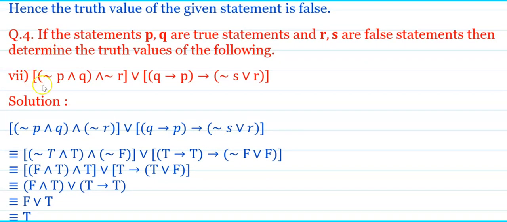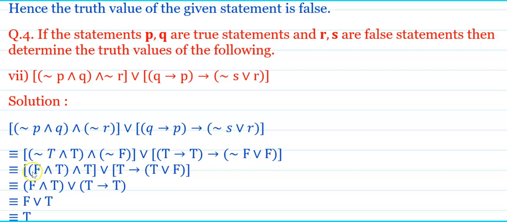Now the next one. In bracket, negation of P and Q and negation of R, or in bracket Q implies P, implies negation of S or R. Now we substitute their values. Negation of T and in bracket negation of T and negation of R. R means what? F. Or next Q implies P, that is T implies T, and negation of S means what? Negation of F, or R is again the F.